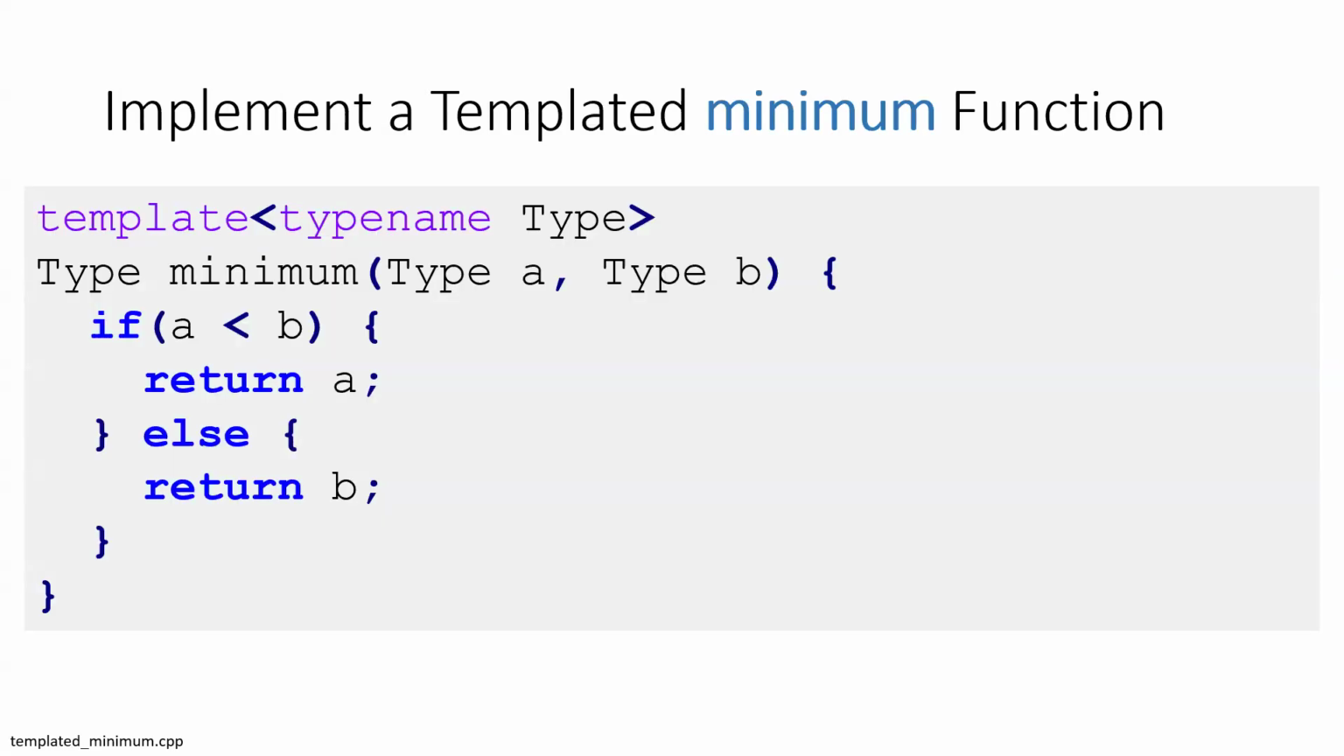So this is the code that you should be writing. First, testing if A is less than B. If A is less than B, return A. Otherwise, either they're equal or B is less than A, return B.